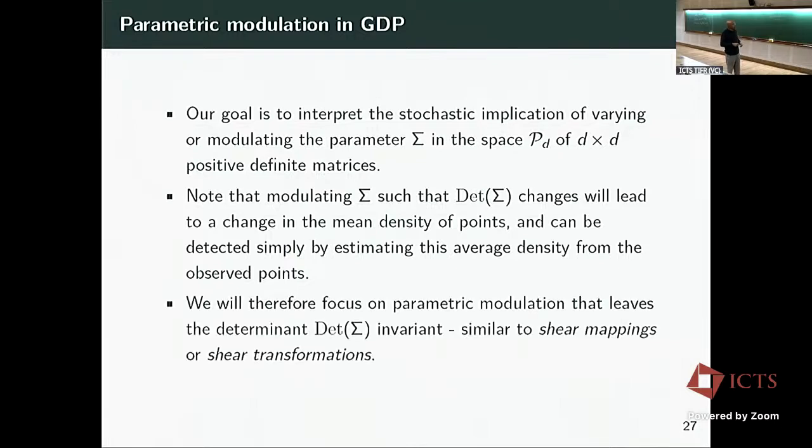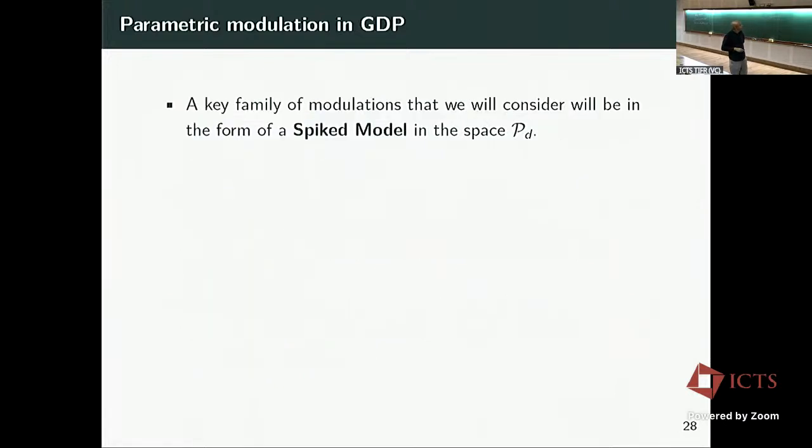Okay, so we will focus on parametric modulation that leaves the determinant of sigma invariant, and in terms of spatial geometry, you can think of it as shear mappings or shear transformations. Okay, so that's what we are doing. We are taking the space and doing some kind of a shear transformation on it. So let us now further specialize to a key family of such shear transformations, which are in the form of a spiked model in the space of sigma.